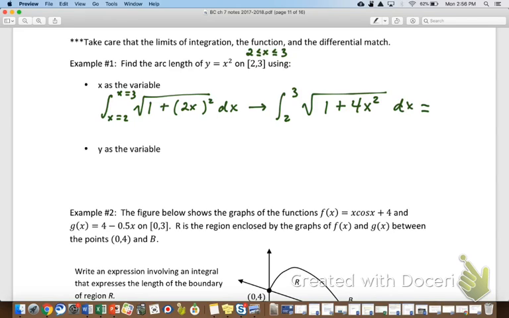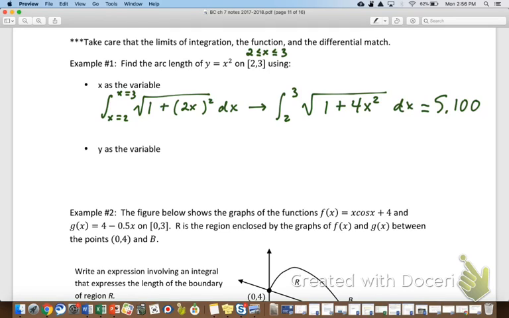Hey, what are you guys getting for an arc length? 5.1. Let's go 3 decimals. 5.1, and then 2 zeros? Okay, 5.100.